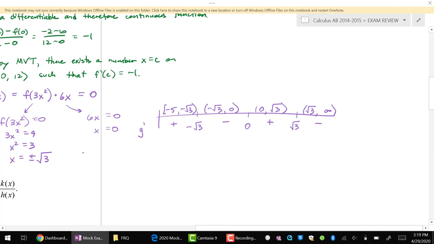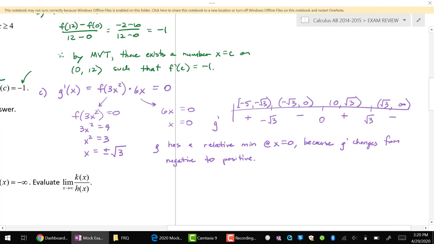So I will say that g has a relative minimum at x equals 0 because g prime changes from negative to positive. There's my justification, first derivative test.